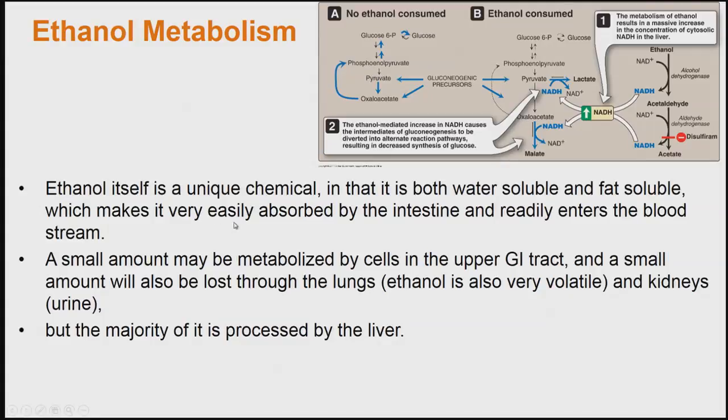Now, if you're ingesting normally through the mouth, a small amount will be metabolized by cells in the upper GI tract. So you will get some metabolism in your stomach, for example, and a small amount will be lost through the lungs. So you'll breathe a little bit out, and some will end up in the urine as well. These are very small amounts. So you can get rid of ethanol in those manners, but the majority of the ethanol is actually going to be processed by the liver. Okay, so the liver is going to be the big organ that's going to process ethanol.